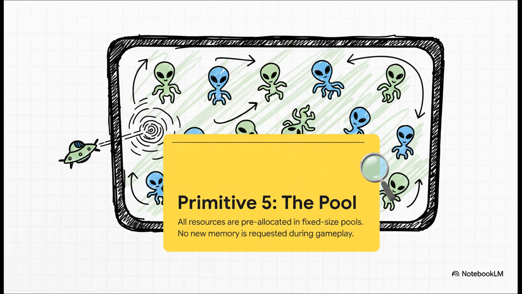And the idea here is brilliantly simple. Instead of creating a new alien every single time one pops up on screen and then deleting it when it gets shot, the game does something way smarter. It creates every single alien it will ever need right at the very beginning. It pre-allocates this fixed-sized collection, a pool, and then it just recycles them.